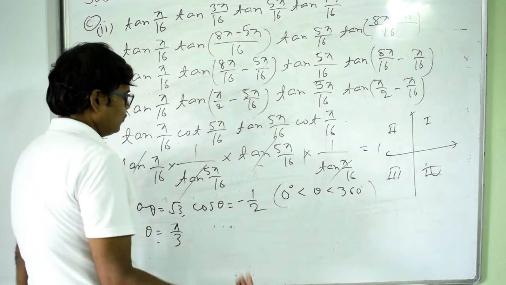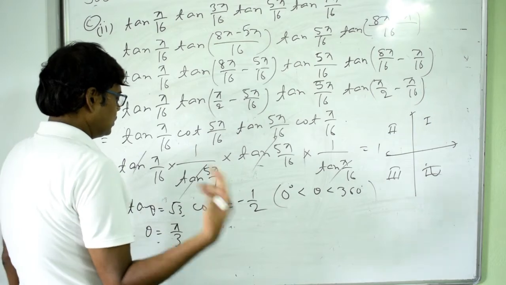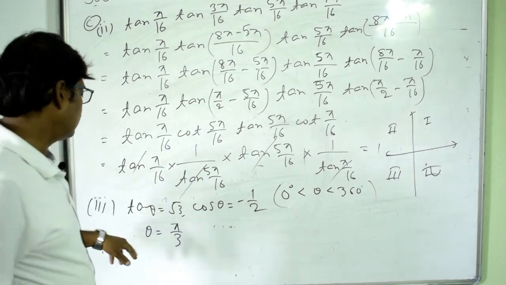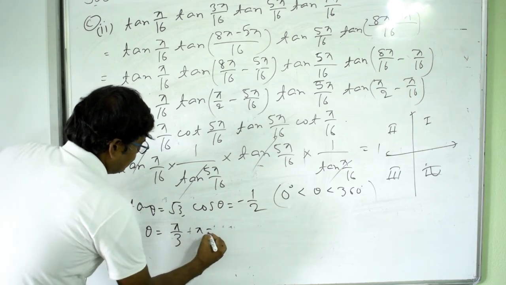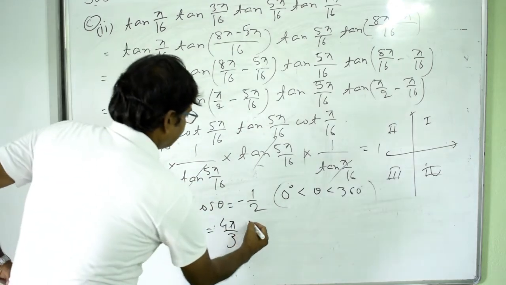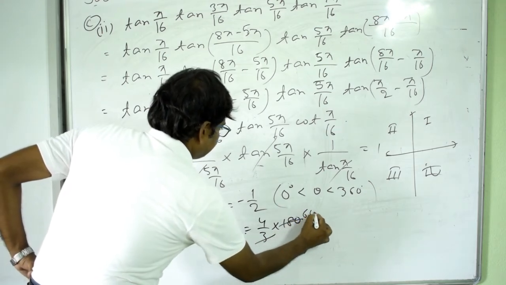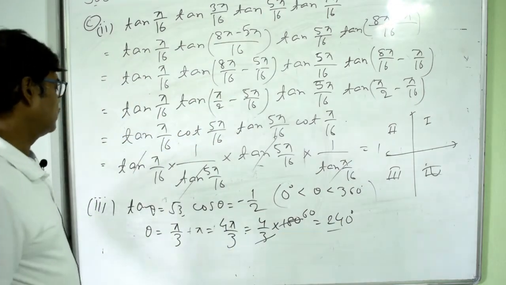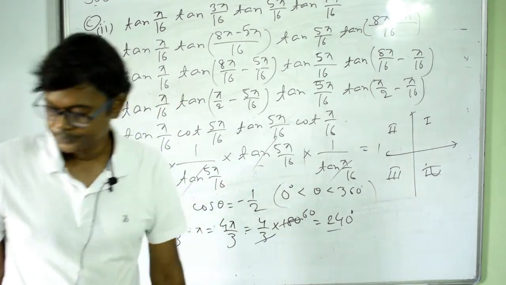If you take theta in the third quadrant, then cos will be negative and tan will be positive at the same time. So we will not take this value, we will take the value in the third quadrant. So theta will be equal to pi by 3 plus pi, that is 4 pi by 3. You convert this into degrees, that is 240 degrees. Okay, so this is the answer of this question, that is, the value of theta is equal to 240 degrees.